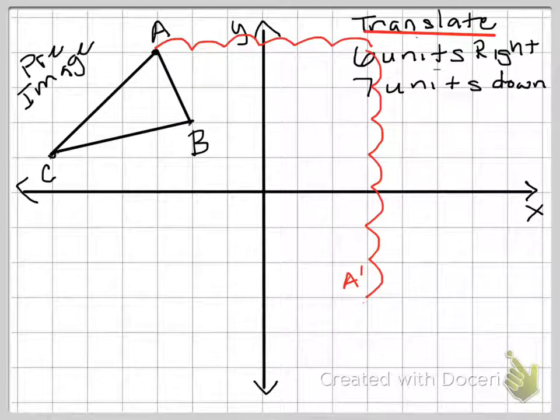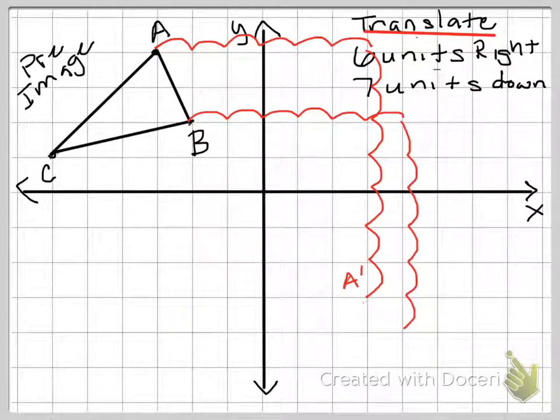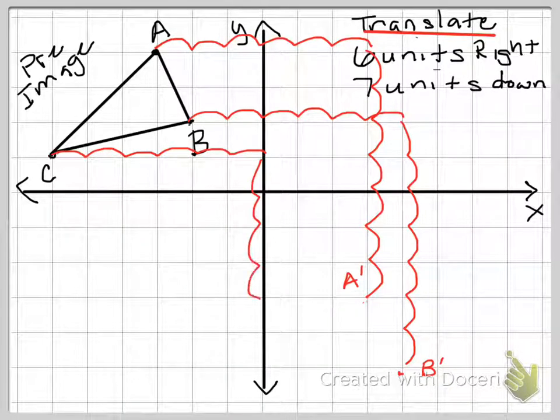Alright, then same thing with B. You go 6 units to the right, 1, 2, 3, 4, 5, 6, 7 units down, 1, 2, 3, 4, 5, 6, 7, and that's going to be your B prime. Same thing with the C. 6 units to the right, 1, 2, 3, 4, 5, 6, then down 1, 2, 3, 4, 5, 6, 7, all the way down there. That's going to be my C prime.